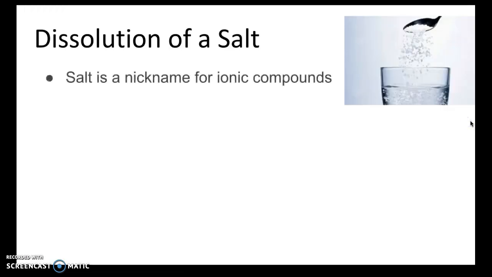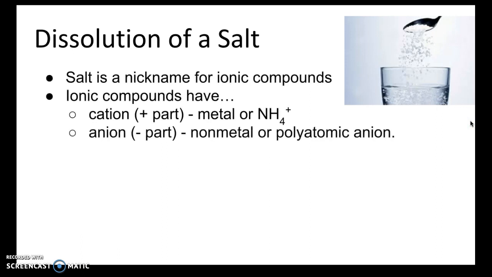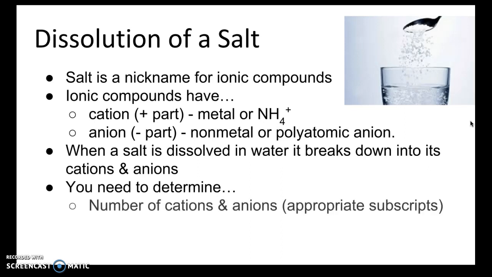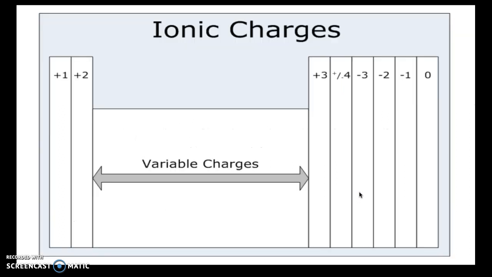So a couple of key things. Ionic compounds have a positive and negative part, as you know, they're anions and cations. When you dissolve it in water, it breaks apart into those things. So how do you figure that out? You need to be able to determine the number of cations and anions using the subscripts and the charges of the cations and anions to show what happens when the salt breaks apart. For the charges, we can use common charges, our understanding of polyatomic ion charges, and for transition metals, we have to figure it out. This is the same skill that you used when naming ionic compounds, so a lot of this will not be new to you.